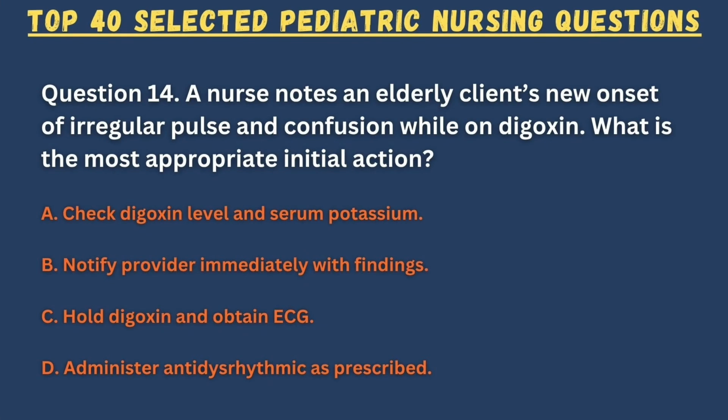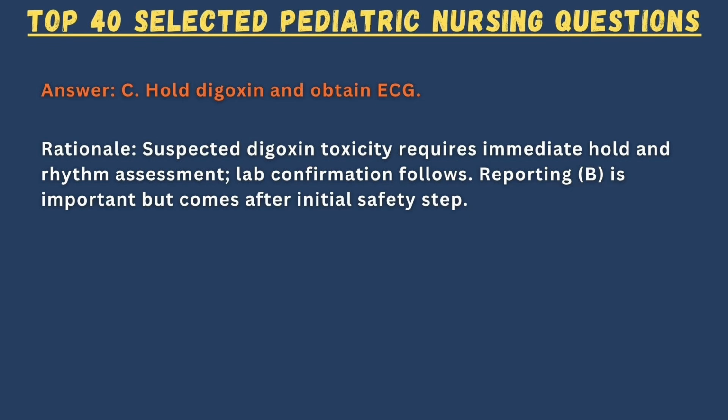Question 14. A nurse notes an elderly client's new onset of irregular pulse and confusion while on digoxin. What is the most appropriate initial action? A. Check digoxin level and serum potassium. B. Notify provider immediately with findings. C. Hold digoxin and obtain ECG. D. Administer antidysrhythmic as prescribed. Answer. C. Hold digoxin and obtain ECG.